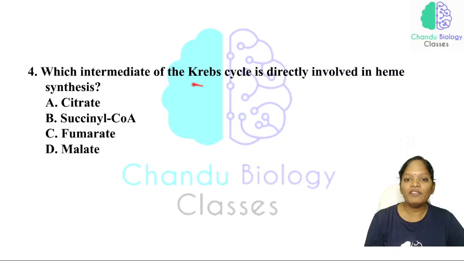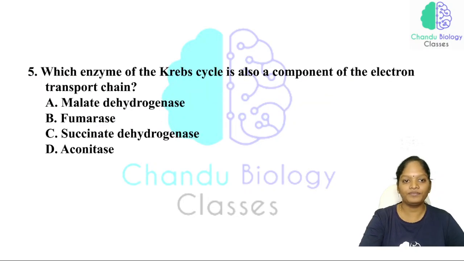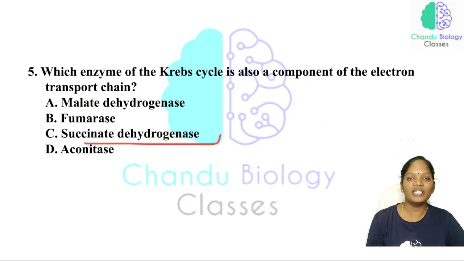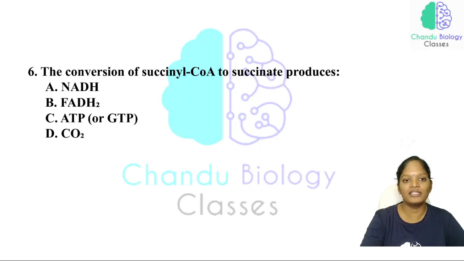Now, which intermediate of the Krebs cycle is directly involved in heme synthesis? Definitely succinyl CoA. And which enzyme of the Krebs cycle is also a component of the electron transport chain? In the electron transport chain we have 4 complexes, and complex 2 is nothing but the succinate dehydrogenase complex. The conversion of succinyl CoA to succinate also happens, so you have to know the name of the enzyme: succinyl CoA synthetase, which produces GTP.